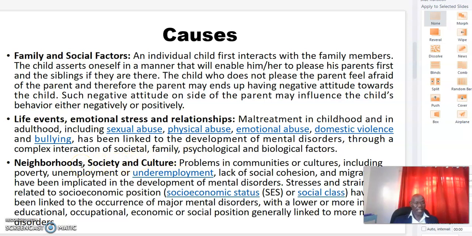Number three, neighborhoods, society, and culture. Problems in communities or cultures, including poverty, unemployment or underemployment, lack of social cohesion, and migration, have been implicated in the development of mental disorders. Stresses and strains related to socioeconomic position have been linked to the occurrence of major mental disorders, with a lower or more insecure educational, occupational, economic, or social position generally linked to more mental disorders.